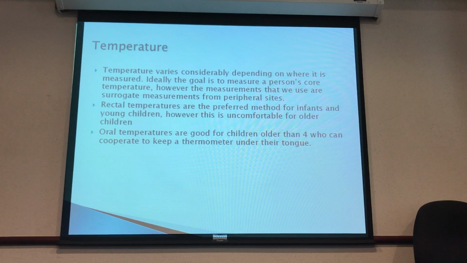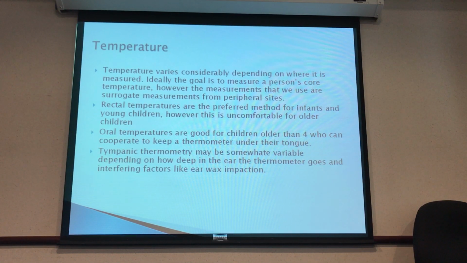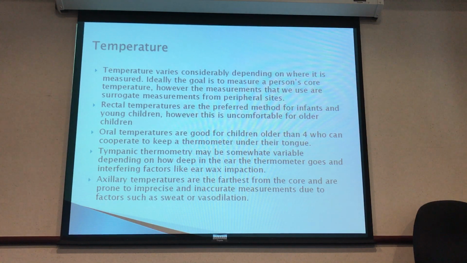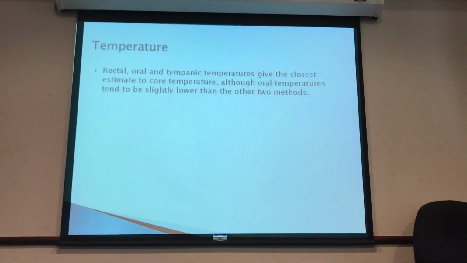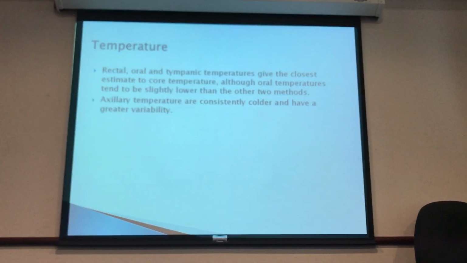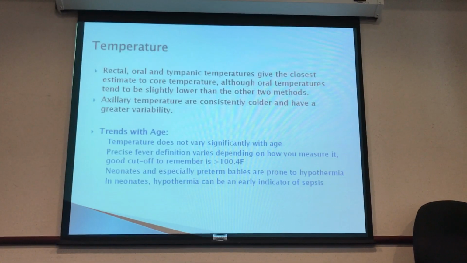Oral temperatures are good for those older than 4 who can cooperate and place it under their tongue. Tympanic temperatures can be somewhat variable depending on how much earwax there is in there and how deep it's put in. Axillary temperatures are the farthest from the core and can be pretty imprecise depending on what condition the patient is in. So the rectal, oral, and tympanic temperatures give the closest estimates to core temperature. Oral ones tend to be a little bit lower, and the axillary temperatures are consistently colder. So there's a lot of variability, but not with age, so it's not necessarily a pediatric thing, I guess.